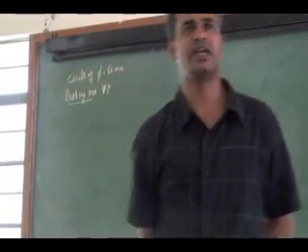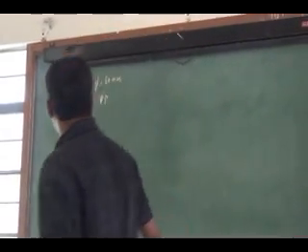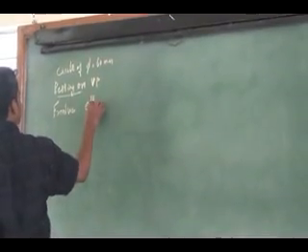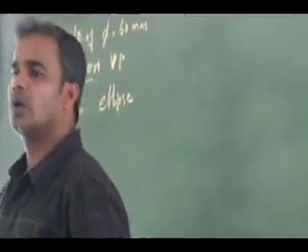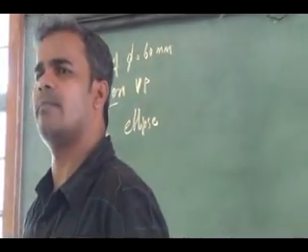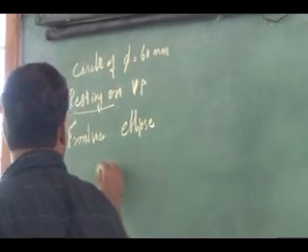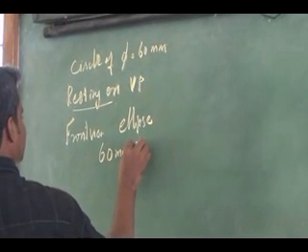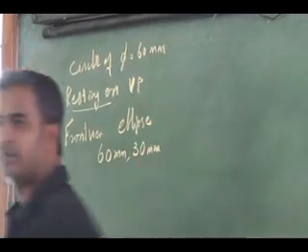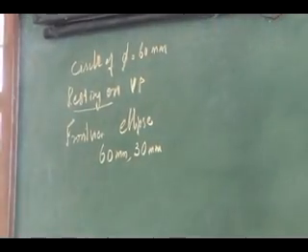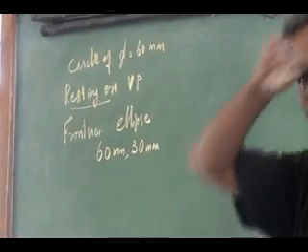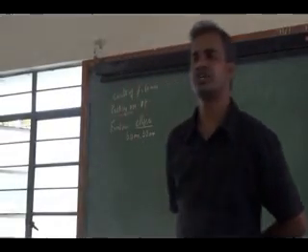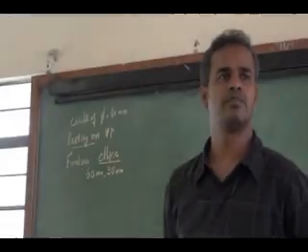The front view is an ellipse of major and minor axis 60 mm and 30 mm. Draw the projections of the lamina.